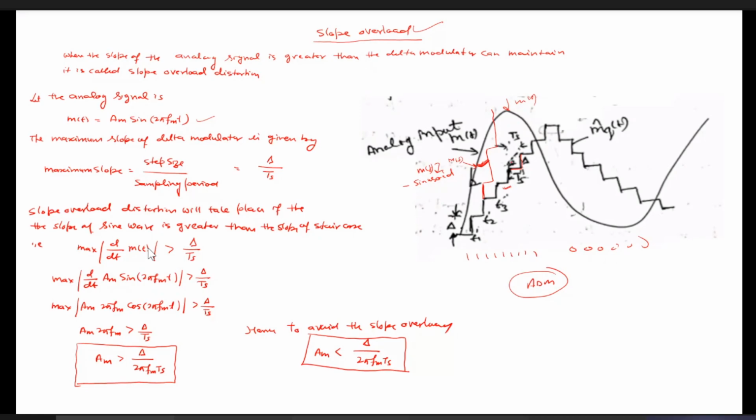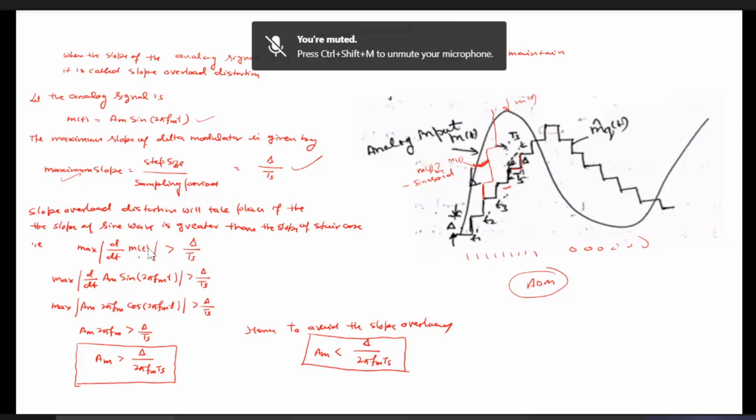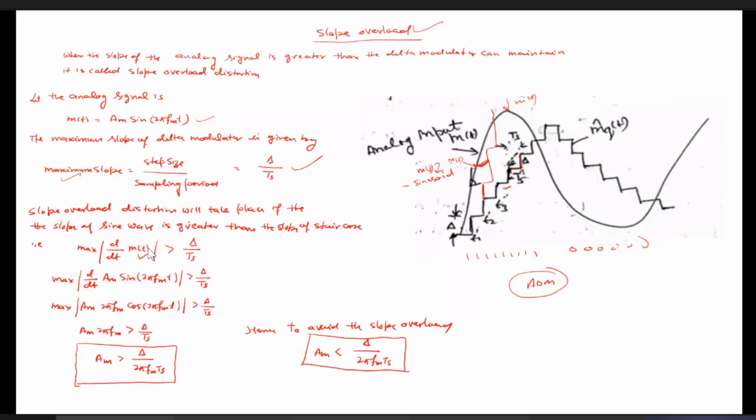Now, the slope of this staircase function will be delta by Ts only. And the slope of the message signal is nothing but d by dt of our message signal m(t). Slope overload distortion will take place when the slope of the message signal is more than the slope of this staircase function. It means that the maximum value of d by dt of the message signal is greater than delta by Ts, which is the slope of this staircase function. If this condition arises, there is a case of slope overload distortion.